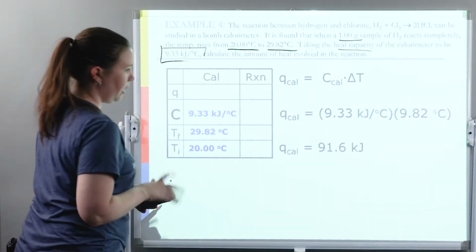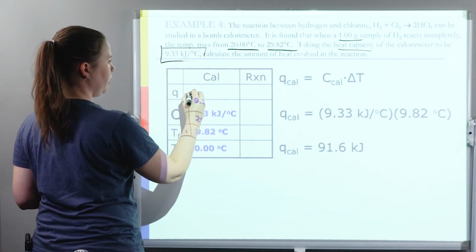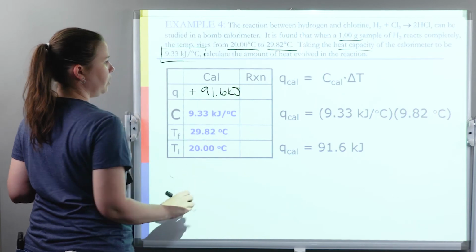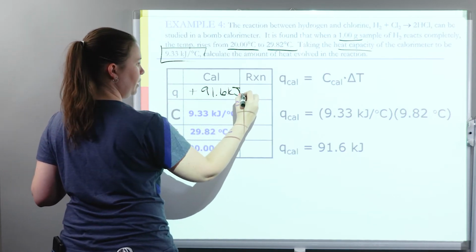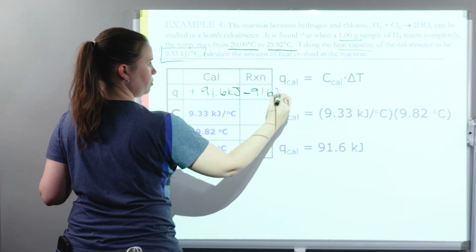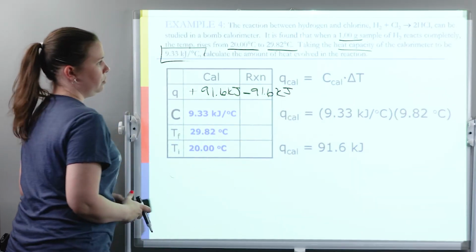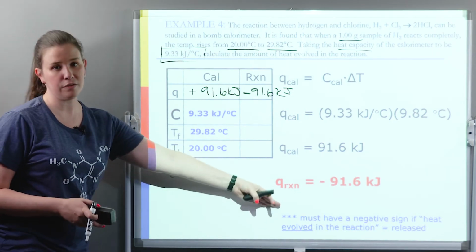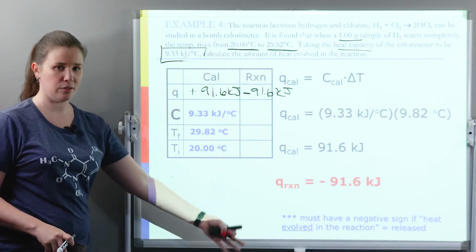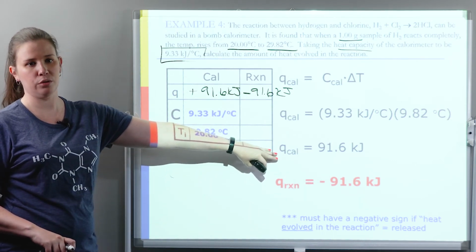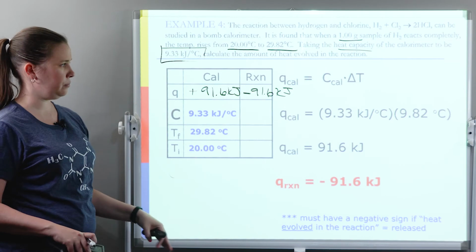All right, so the calorimeter comes out to be a positive 91.6 kilojoules, meaning the heat of my reaction would be a negative 91.6 kilojoules. So the heat must be evolved in the reaction, or we would call this an exothermic reaction. Again, when you give your answer as Q, make sure that you include the positive sign or the negative sign.